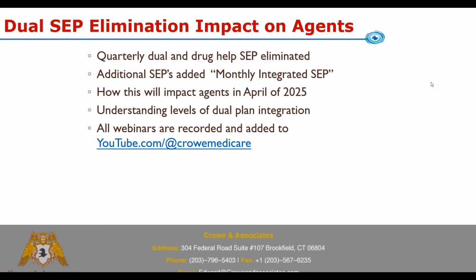Okay, so today we're going to talk about the elimination of the dual eligible SEP. This was eliminated in the final rule that came out for 2025, and this change started January 1st of 2025. However, the biggest impact for us as agents will be in April. So I wanted to go over this again.